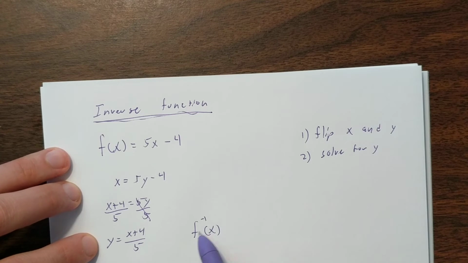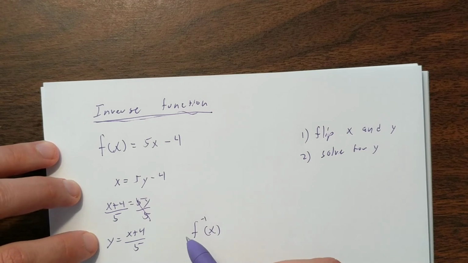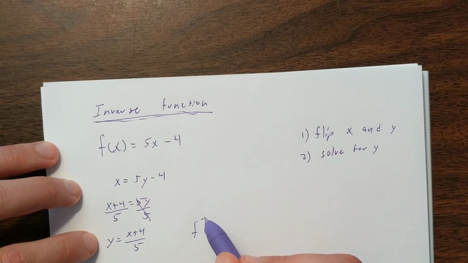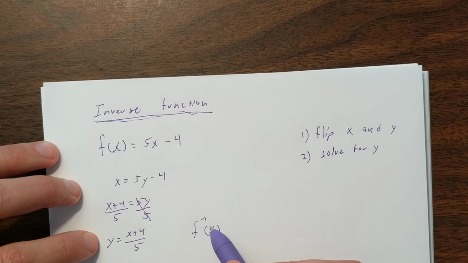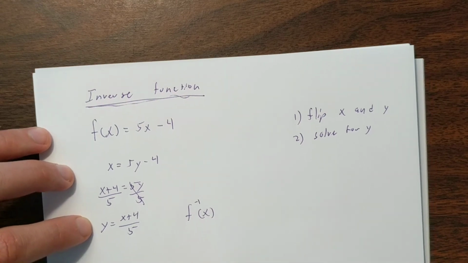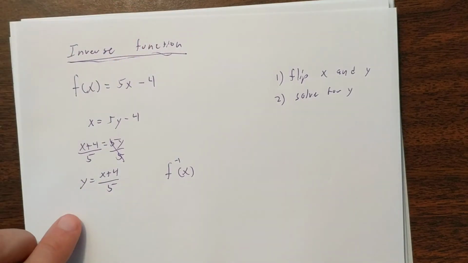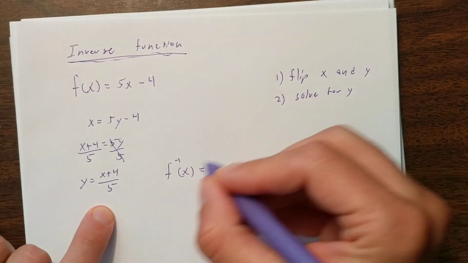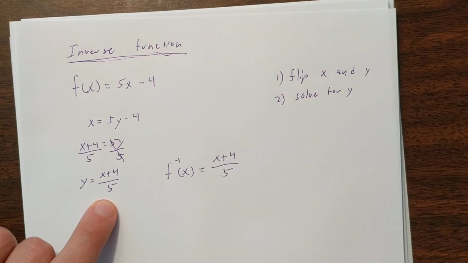And the way we write an inverse function is we write a little -1 as a power. It is not technically taking the function to the power of -1, so don't think of this as an actual power. It's just a symbol for the inverse function. It does not actually mean taking the function to the -1 power. And so our inverse function, though, is x plus 4 over 5.